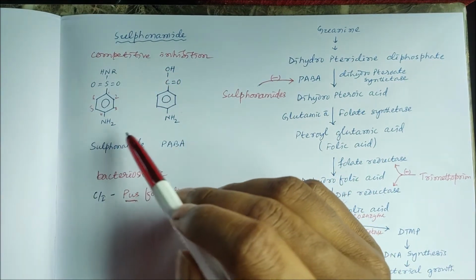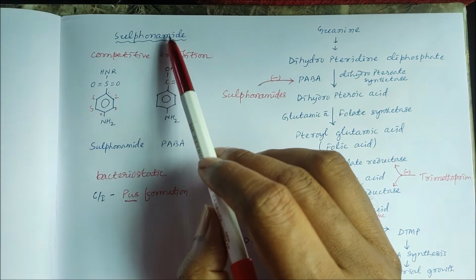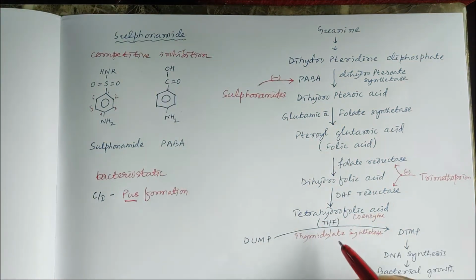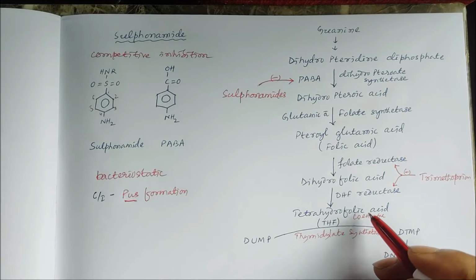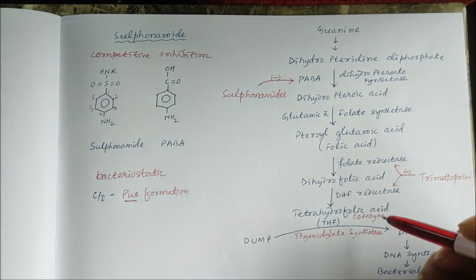Sulfonamides are structural analogs of para-amino benzoic acid. Sulfonamides are basically antibacterial drugs. They inhibit folic acid synthesis. How do they inhibit folic acid synthesis?